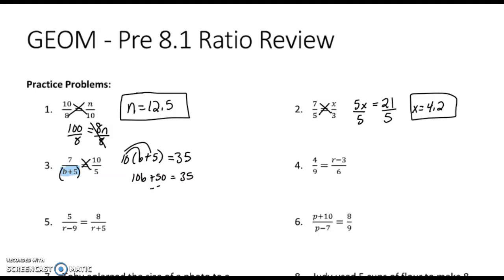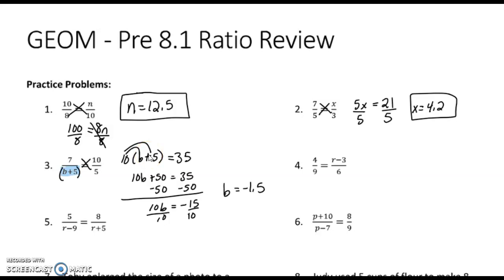So now we're going to get b by itself. We're going to subtract 50. And we get 10b equals negative 15. And then we can divide by 10. And so b equals negative 1.5.